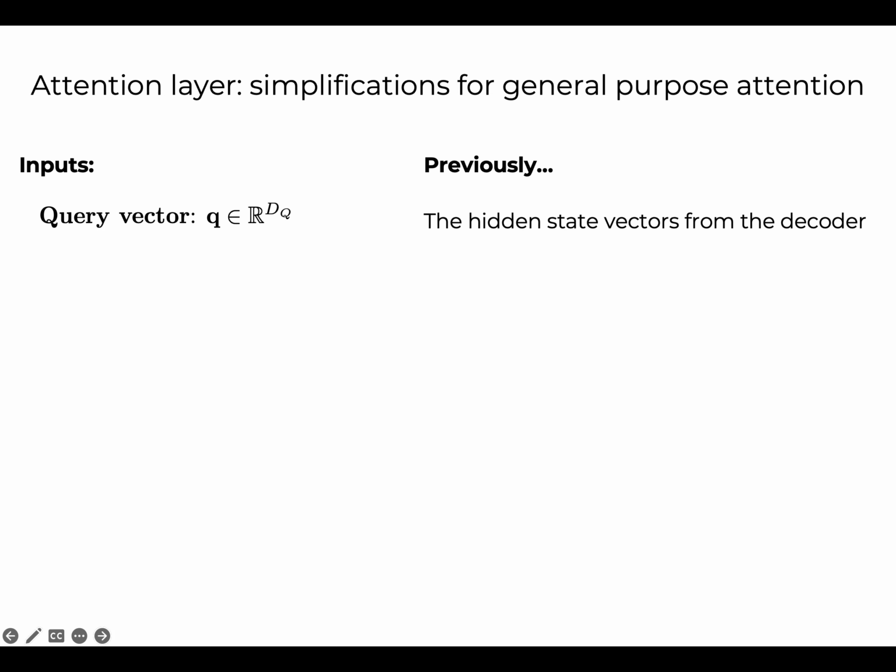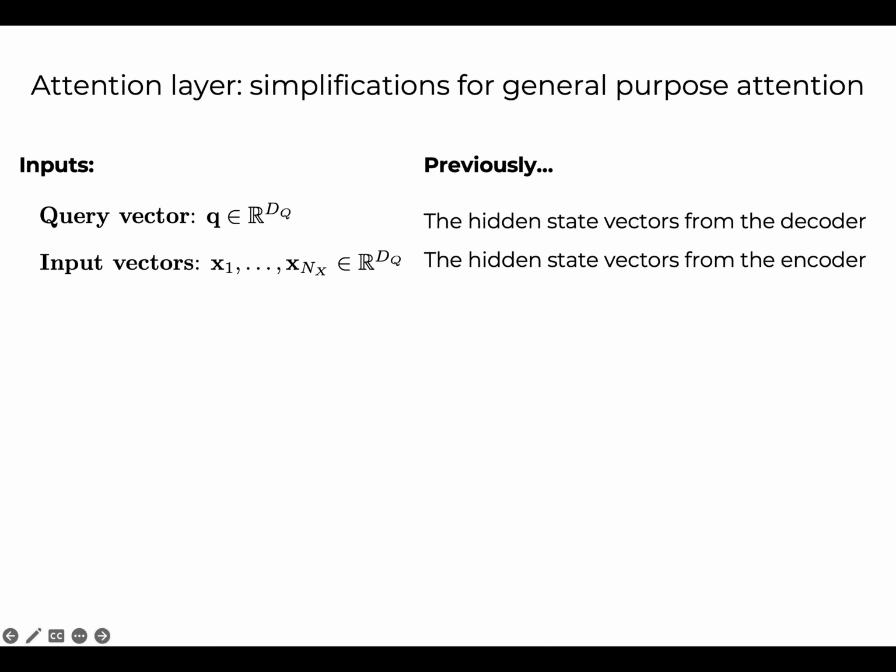So let's just lay out how this layer works. It takes as input a query vector, Q, and previously when we were using this in the sequence-to-sequence scenario, that was the hidden state vectors from the decoder. Next, it takes a set of input vectors, x1 to xnx, and previously those were the hidden state vectors from the encoder. So remember, those were the things that we were comparing against the query vector. And it also required a similarity function, FATT.